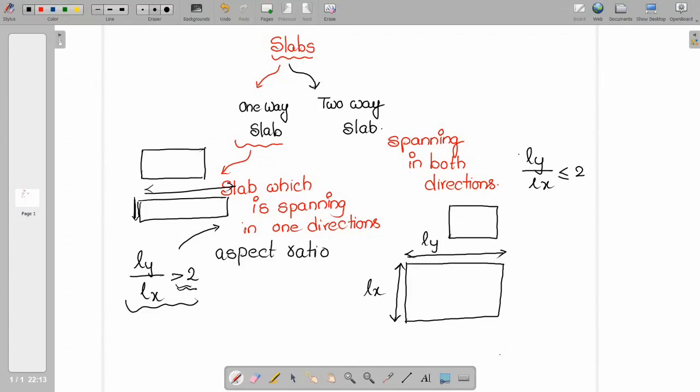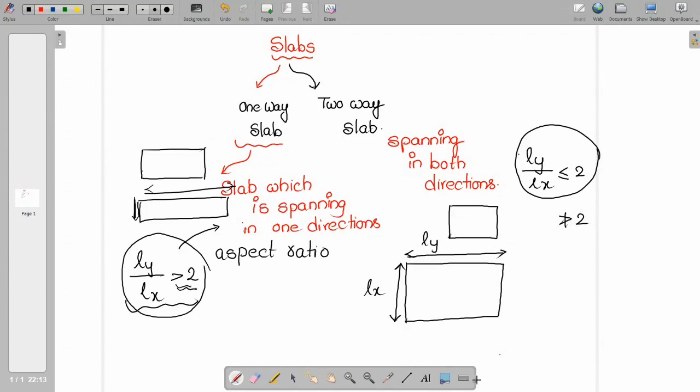So slabs are of two kinds: one-way slab and two-way slab. A slab spanning in one direction is called one-way, and a slab spanning in both directions is called two-way slab. When the Ly by Lx ratio is greater than 2, it is called a one-way slab. When Ly by Lx is less than or equal to 2, or you can write not greater than 2, then it is called a two-way slab. Clear, my dear students?